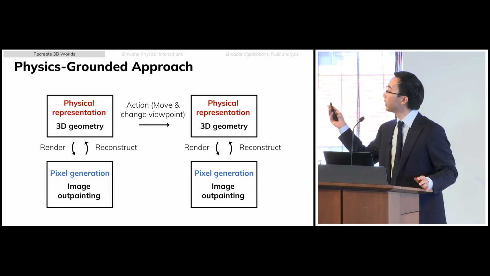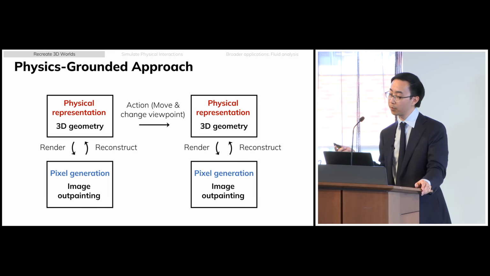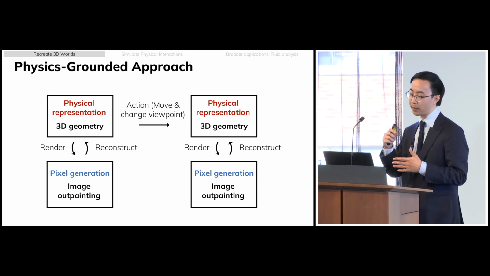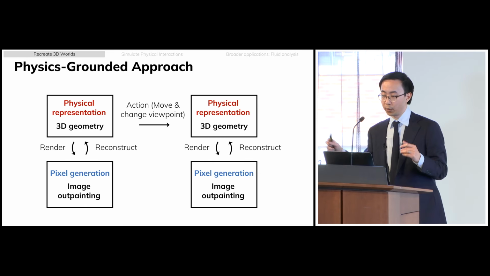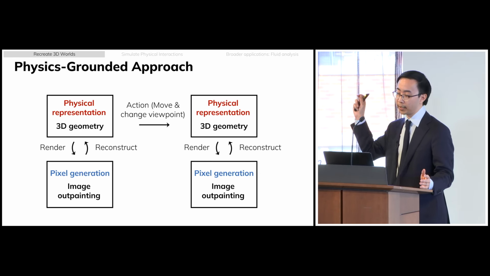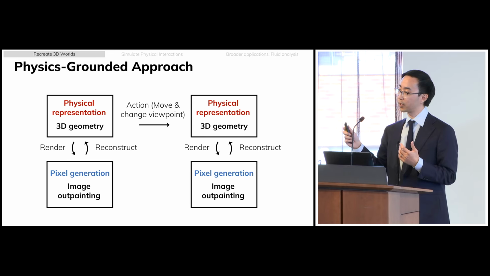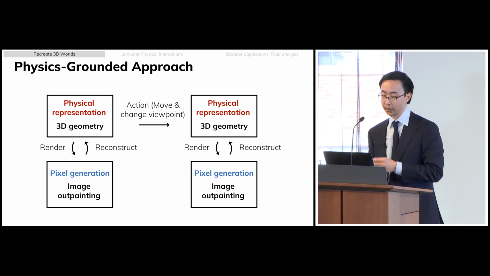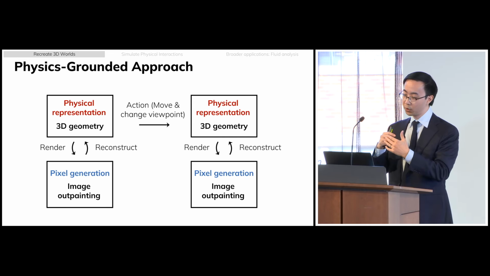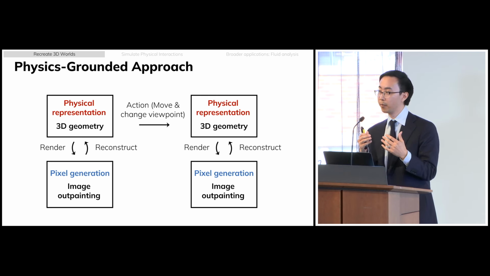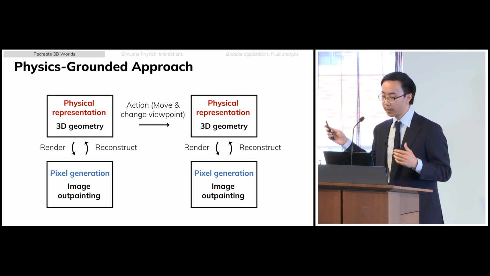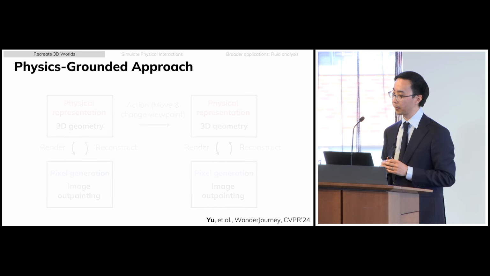For this problem, the physical representation is 3D geometry, and the generative component is image outpainting. Now, the key here is how we integrate them by grounding. So we render the 3D geometry, we outpaint the missing regions, and we reconstruct it back to a 3D representation. So then every piece of the new content is grounded in geometry before we move on. Now, let me show you how this works concretely.